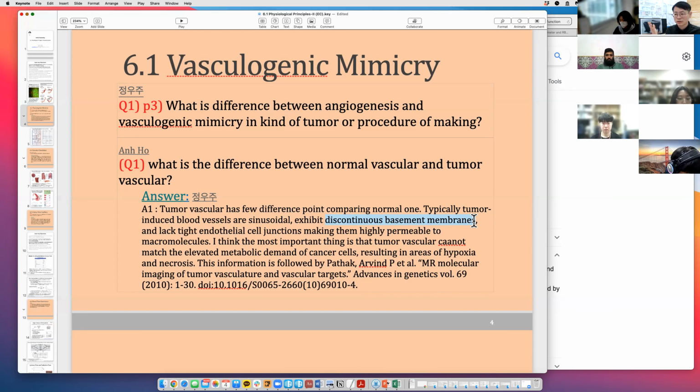So this is something good to know and important. Also, tumor vessels lack tight endothelial cell junctions, because endothelial cells have to have tight junctions to seal the vessel, and somehow in tumor tissue, even this is compromised. That makes it hyperpermeable to macromolecules. This is an interesting point made by Anho. We call these leaky vessels. So what are the macromolecules inside the vessel? There are many proteins, including the biggest one, albumin, and they leak out of the vessel.